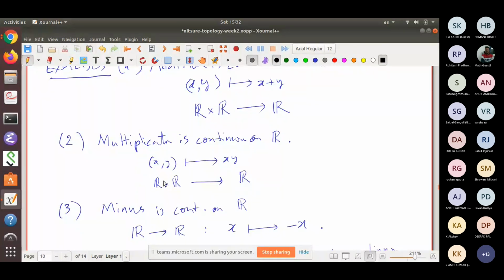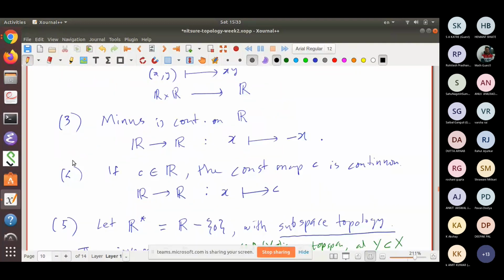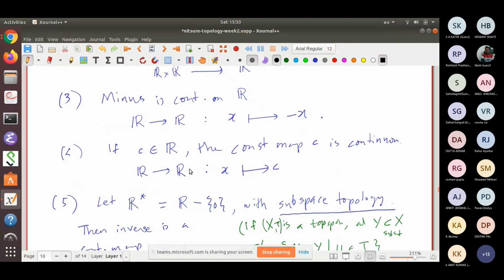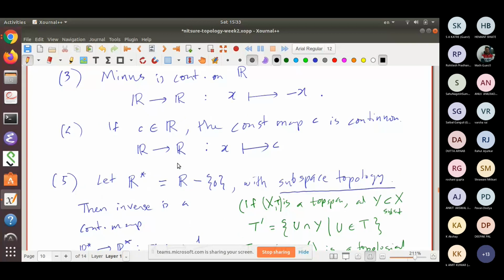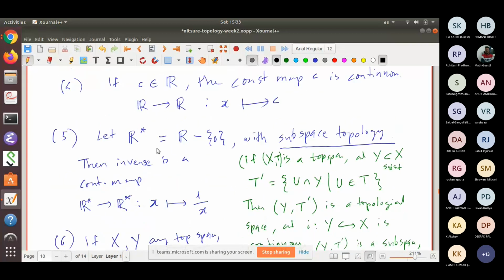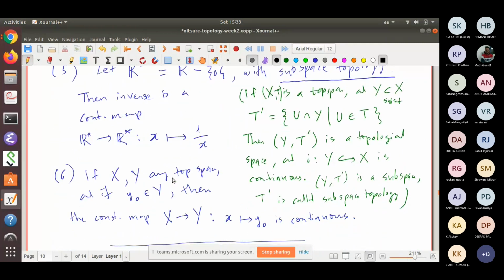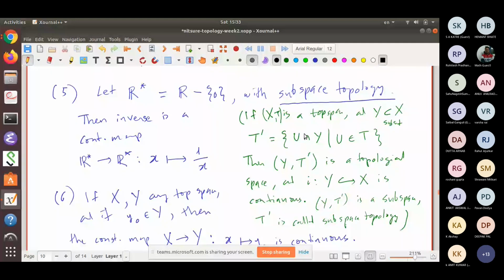Next was multiplication. The multiplication map is also a continuous map on R cross R, which sends (x, y) to xy. Then minus is continuous, or a constant map is continuous, or 1 upon x is continuous, but then the domain you have to take to be R star. Now, here this R star is a subspace of R.